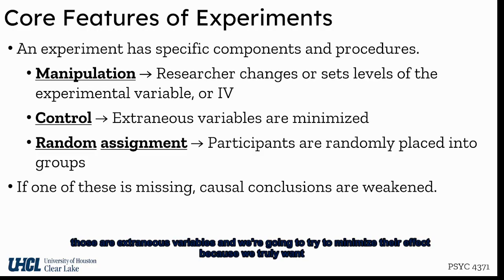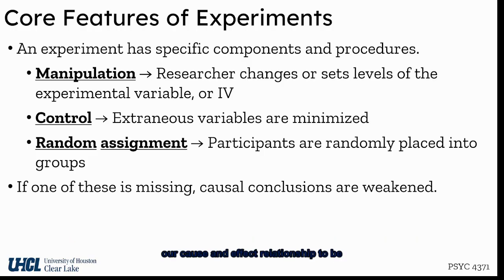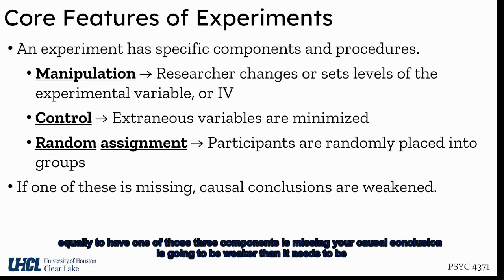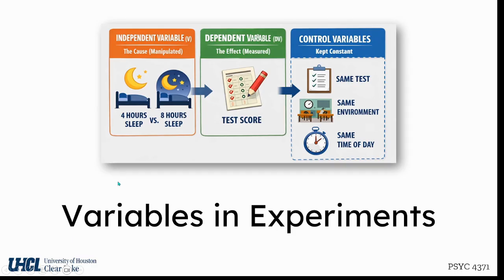Those are extraneous variables, and we're going to try to minimize their effect because we truly want our cause and effect relationship to be between our independent and dependent variables. And then lastly, we have random assignment. Participants are going to be randomly placed into groups, and that distributes any variability that you might have in your participants across your groups equally. So if one of those three components is missing, your causal conclusion is going to be weaker than it needs to be. Now let's review variables in experiments.